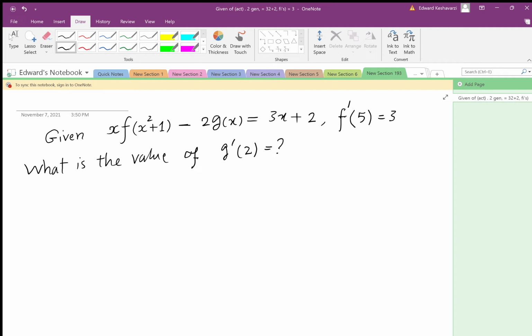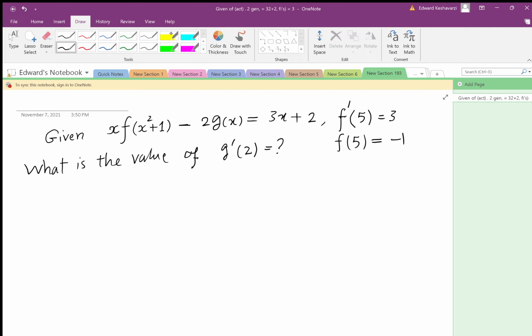Okay, you are given an equation, and since the question is about g prime at 2, we need to take the derivative. And oh, by the way, I'm going to add one more piece of information here because we need f of 5 too. Let's say f of 5 equals -1. So you are given this information. Now we are looking for g prime at 2, which means we need to take the derivative of this equation and then we replace x with 2.